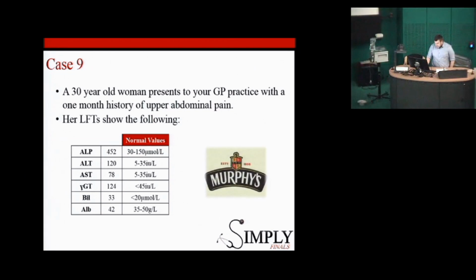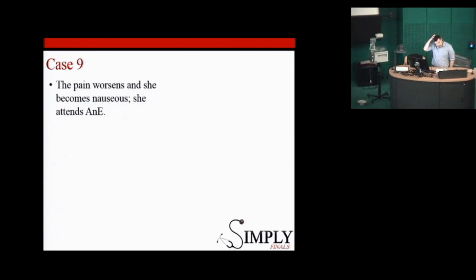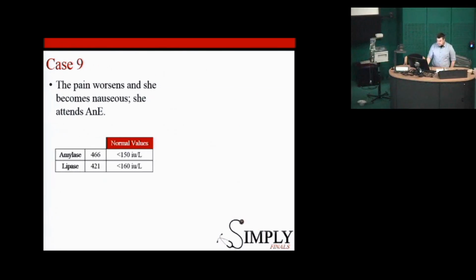Good. So the pain now worsens and she becomes quite nauseous and attends A&E. We've mentioned one of the things we'd be worried about. What is another thing we might be worried about? So gallstones are probably the likeliest cause, they're the commonest cause of this sort of thing. What can gallstones lead to that is also worrying? Pancreatitis, absolutely. So you'd probably repeat the bloods and add on amylase.